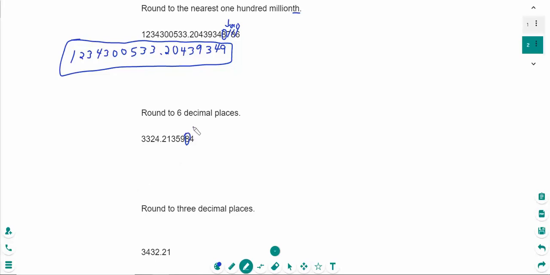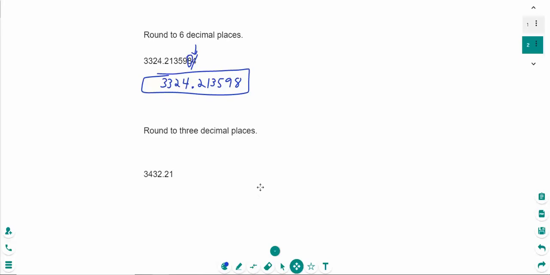So to round that, we look at the next number, which is a 4, which is below a 5. So that means this 8 is not going to change. It's going to stay the same. And again, everything to the right becomes a 0. And because we're on this side of the decimal point, that 4 goes away. And we have a 3, 3, 2, 4 point 2, 1, 3, 5, 9, 8. The 8 does not change in this case. All right? Excellent.